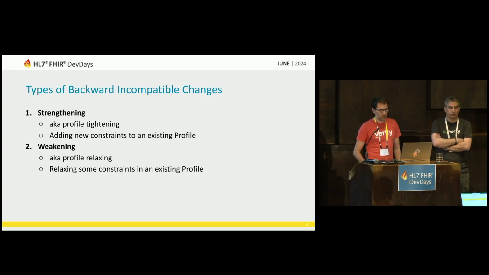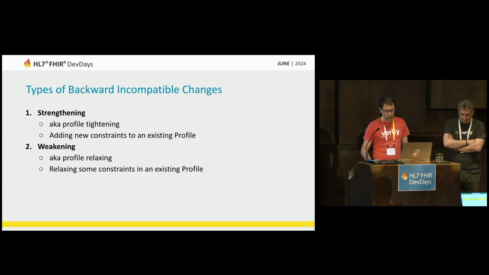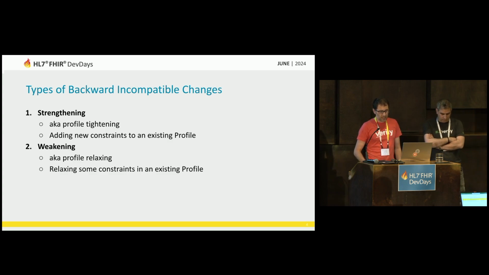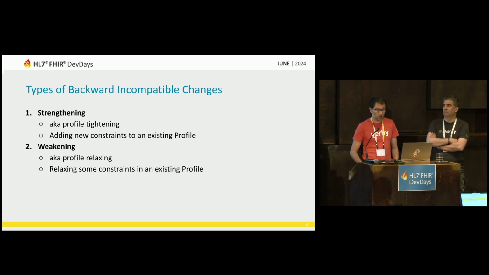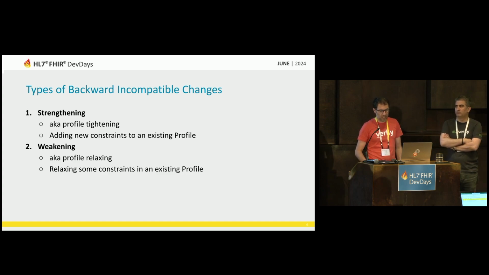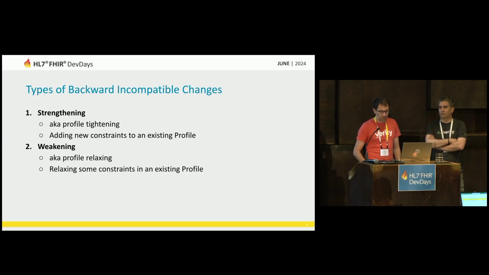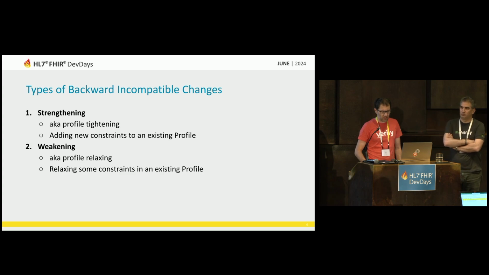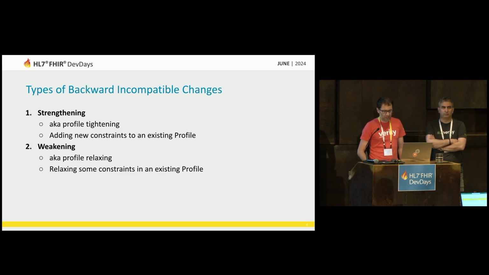We categorize them into two different groups. We call them strengthening changes and weakening changes. Strengthening changes are those that involve adding a new constraint to an existing profile. So let's say that we have an optional field and we modify it to be required. Usually these changes make the profile stricter, and then it will cause some of the resources to be rejected or not to conform to the profile.